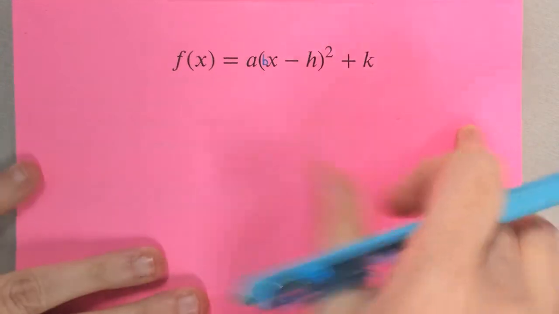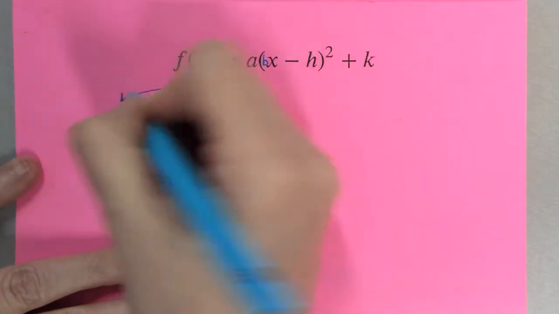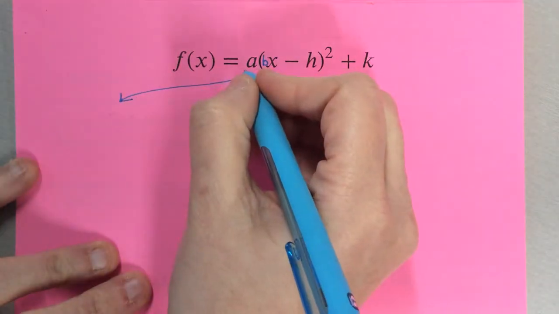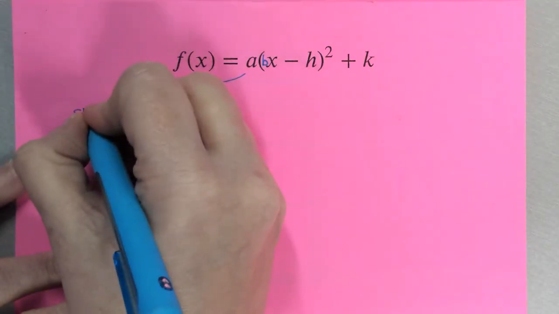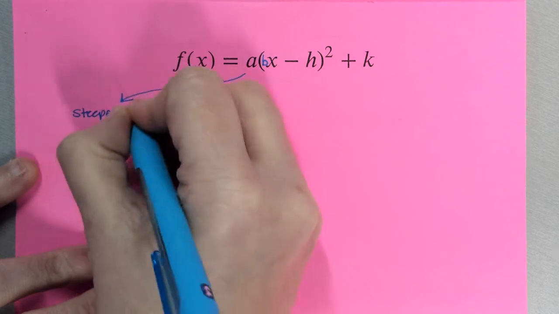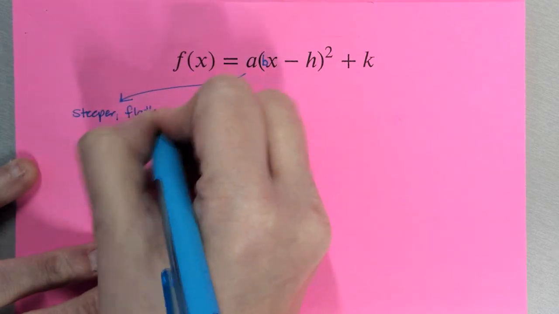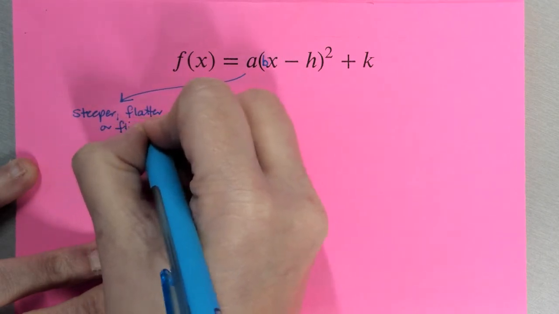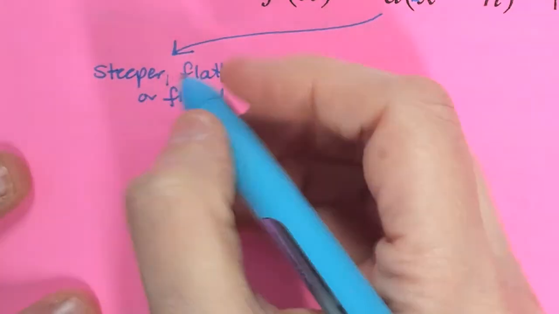All right, so first of all, there are 3 kinds of transformations that we learned about today. The first one is changes to an A. So if you see an A value, then it is either steeper, flatter, or flipped. That's what an A value means. So let's go into a little bit of detail about what exactly I mean by that.